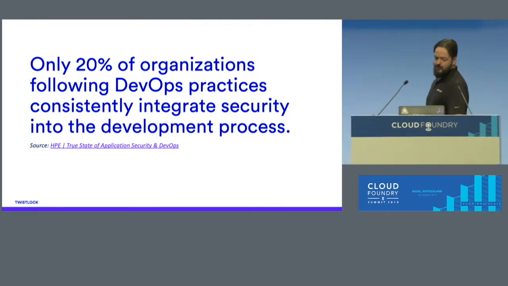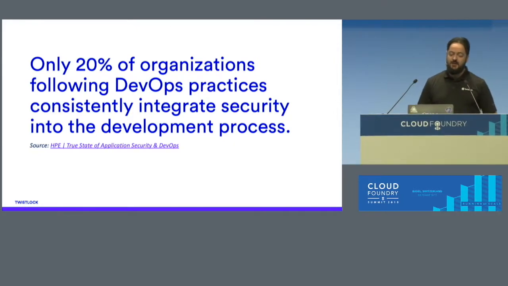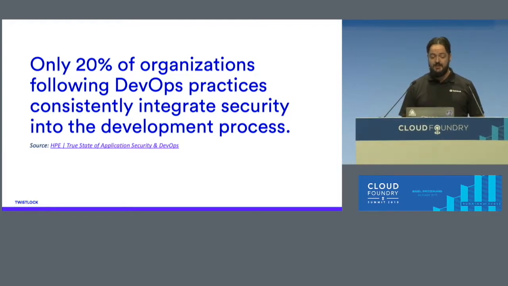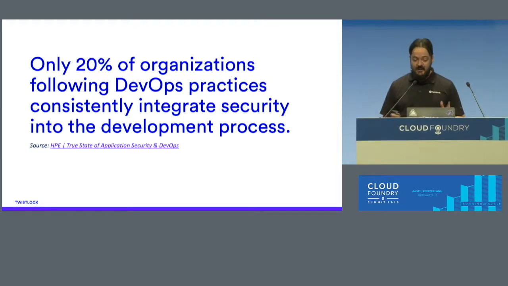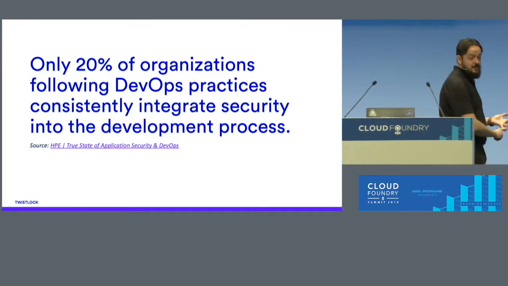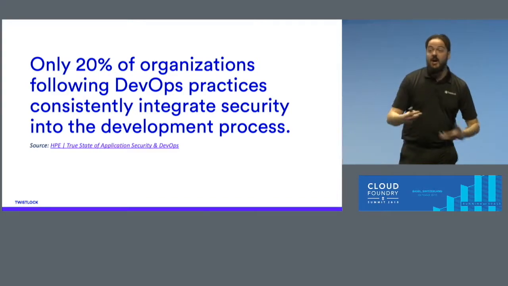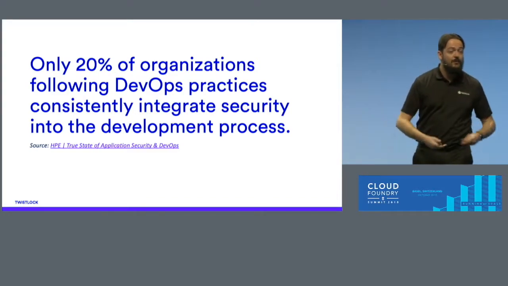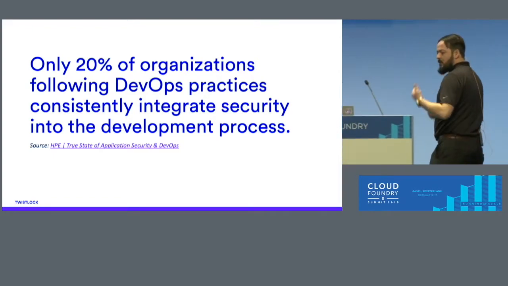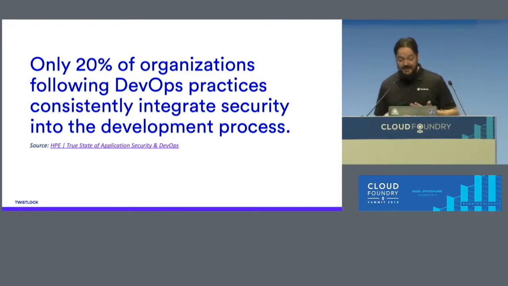Another lovely little quote here. Only 20% of organizations following DevOps practices consistently integrate security into the development process. This was a survey from about last year, but there's that big shift of development. So we are developing faster. We are trying to meet the needs of our business customers, our external customers who have a stronger desire to see new software and new features coming out, and all that business benefit. But we're not necessarily integrating security into that.